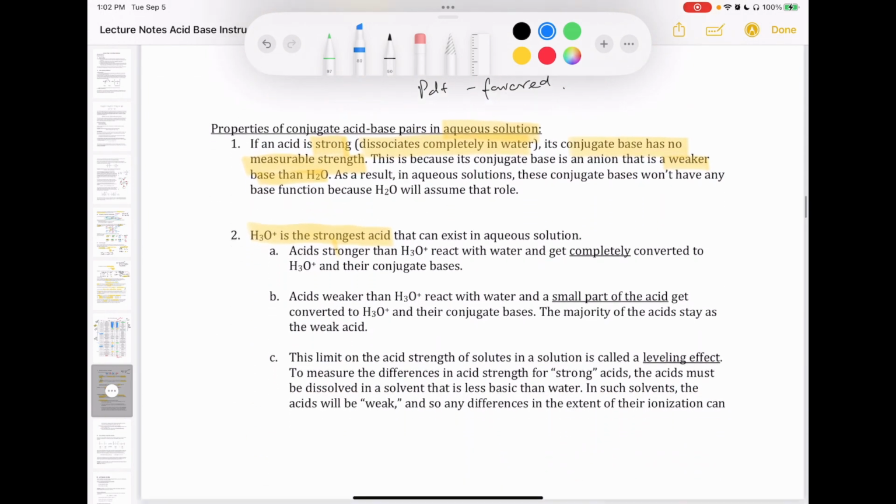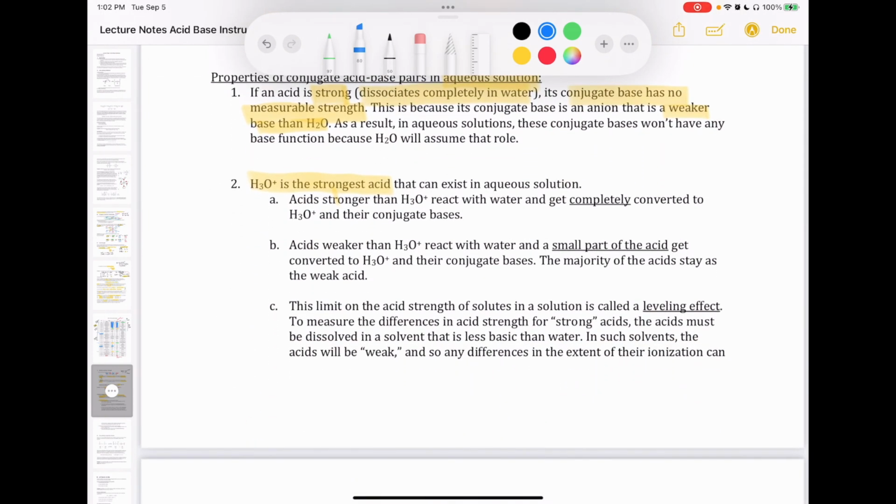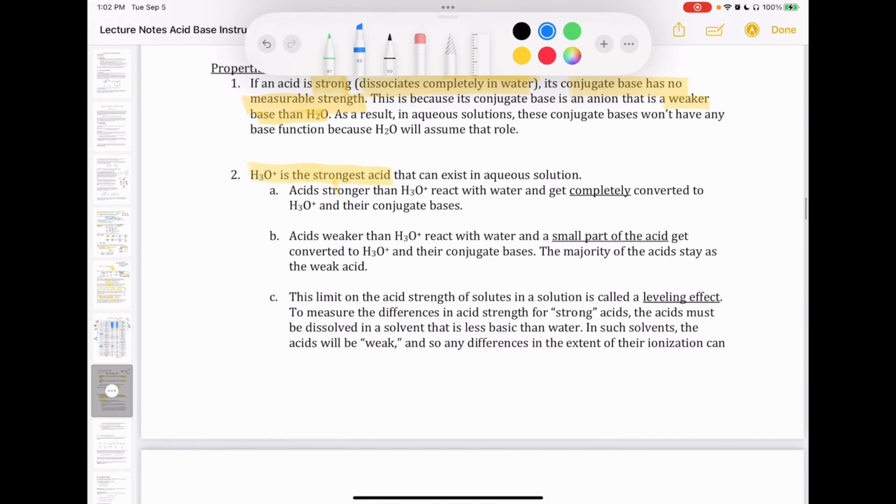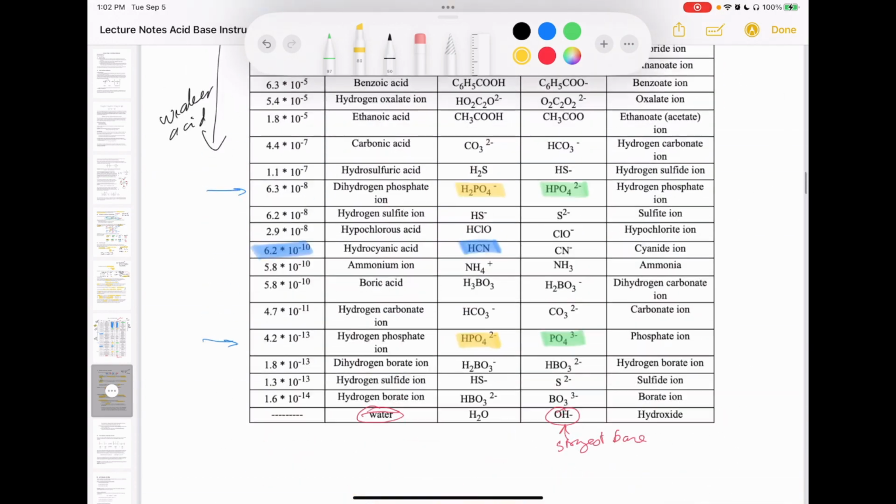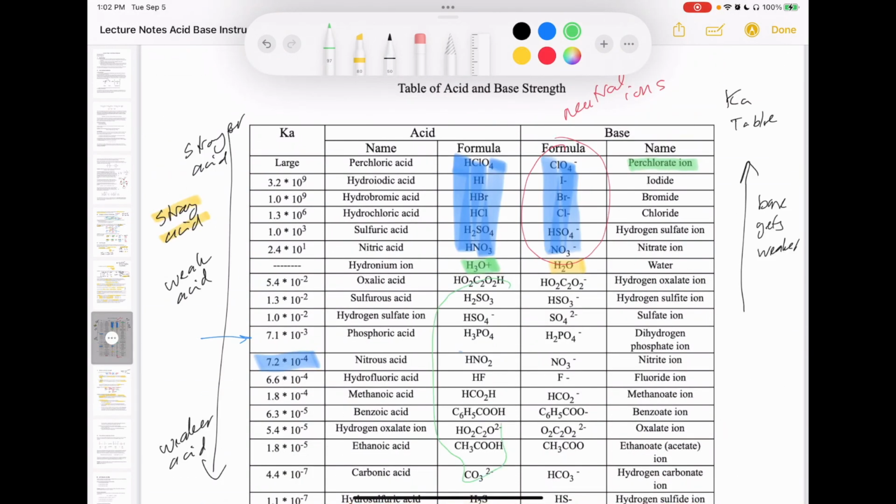You will never see HCl exist as HCl in water. It will appear as H3O+ and Cl-. If you have weaker acids than H3O+, then they will stay together. So for example, all of the guys down here, anybody lower than this, they're weaker acids than H3O+. So when you mix them with water, yes, part of it is going to get converted to H3O+, but the majority of that acid actually stays as the molecule itself. So HF would stay mostly as HF when you mix it with water.